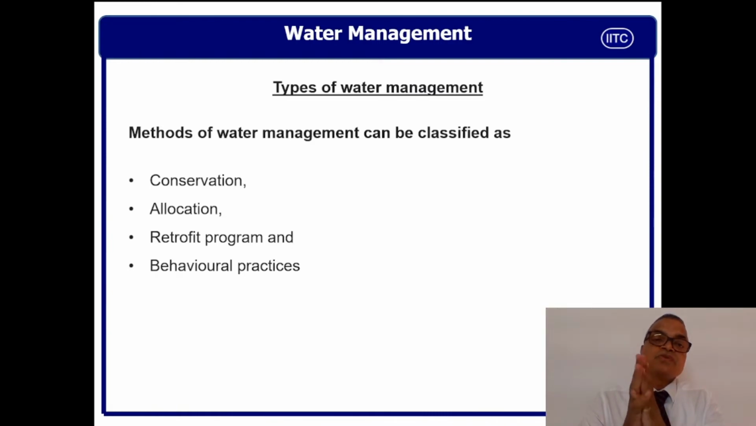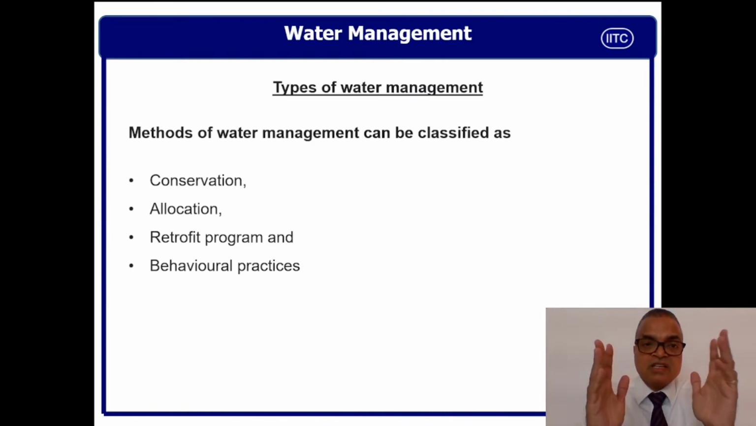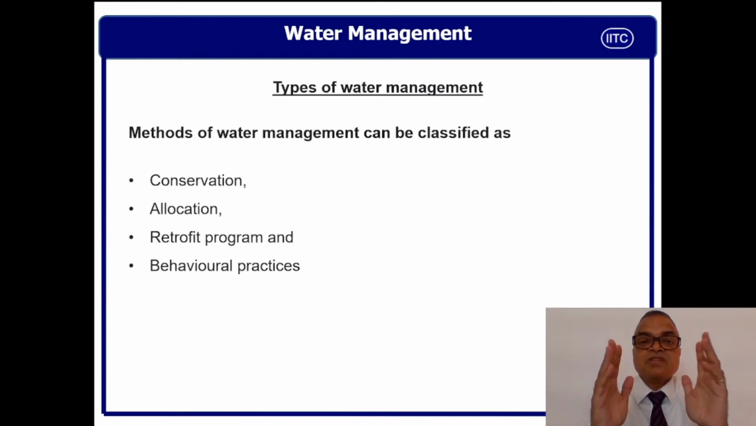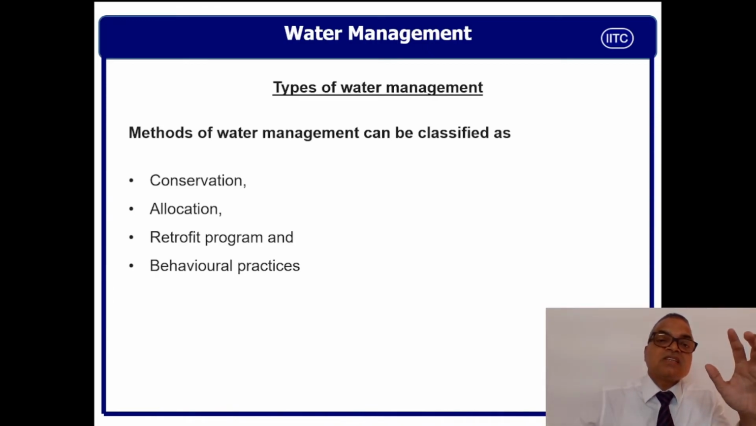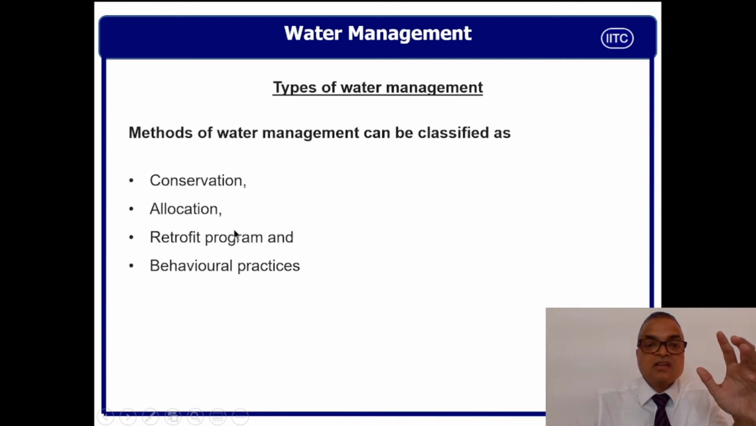Now guys, we are going to discuss the types of water management. There are different methods available, and just to give you complete information, it is classified as water conservation, and second is water allocation. Then retrofit programs are available for better water management. Then behavioral practice. We are going to discuss this line by line.